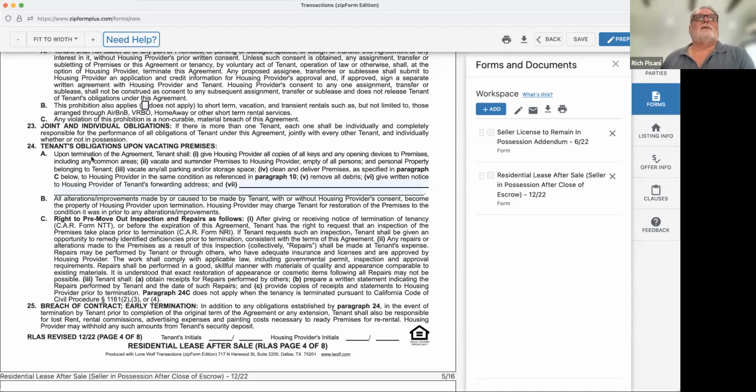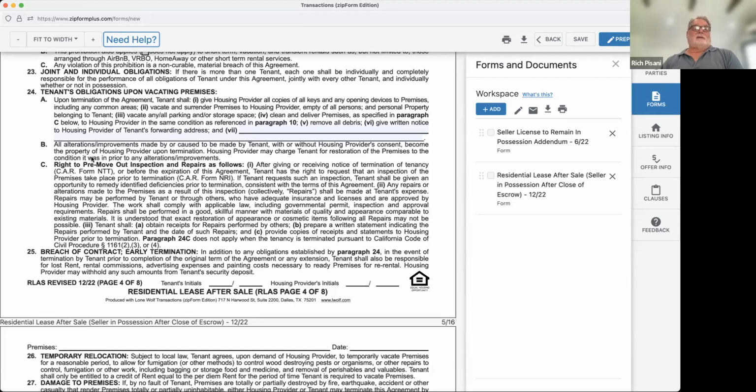Meaning, while you're renting this in possession, if you decide to build some shelves and do all this stuff, I don't know why you would do it, but if you do, it now becomes part of the house and you can't take it with you.